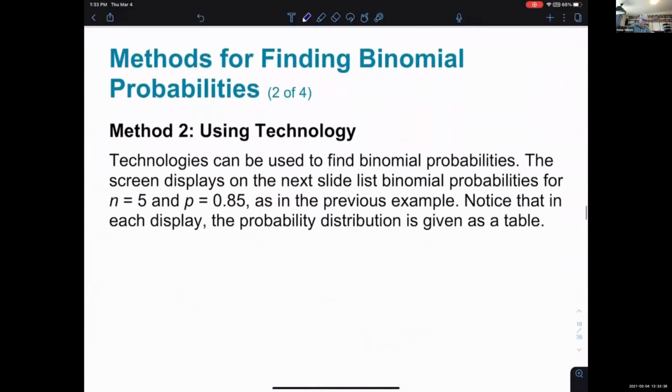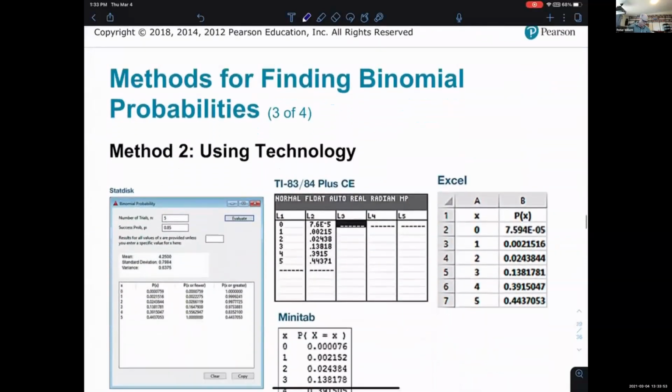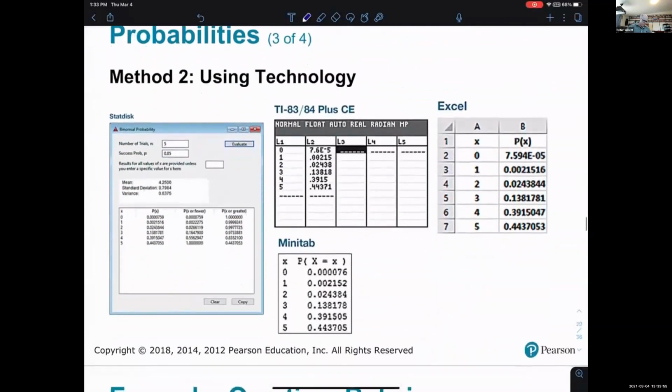Now they also say you could use technology to do this, so we'll say yes, thank you. That's what we'll do. We'll use StatCrunch or whatever technology you're using to calculate these binomial probabilities. And they show slides for different possibilities. They don't have StatCrunch here for some reason. Maybe this was before they started to use StatCrunch much. Whoops, that's supposed to be an N.